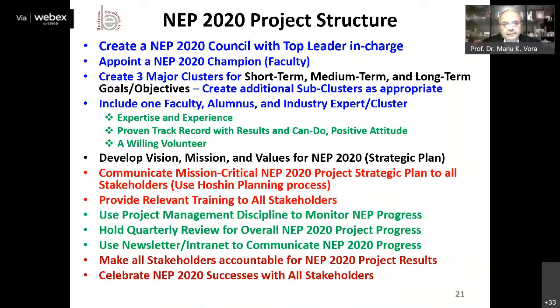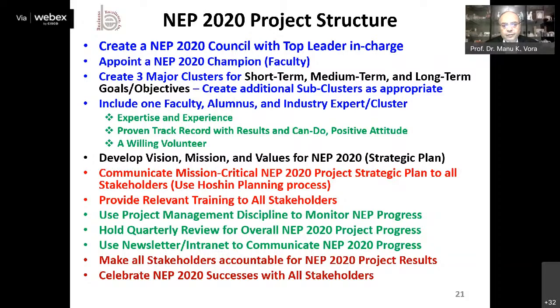And on each of the clusters, include one faculty, one alum, and one industry expert. And this is more like a Brahma, Vishnu, and Mahesh. So they bring in different disciplines, and they need to be chosen based on their experience and expertise, their proven track record of getting the results, and a positive can-do attitude, and they are willing to become the volunteer and serve on those clusters.